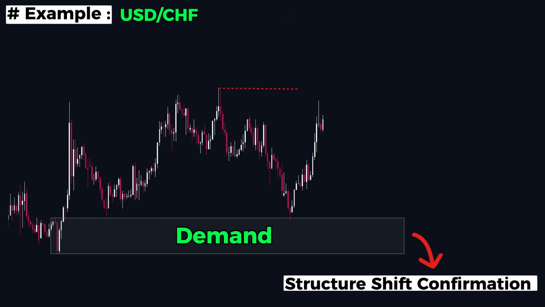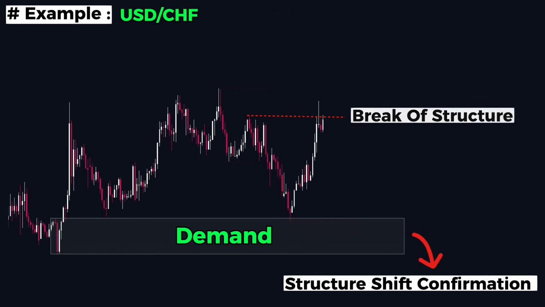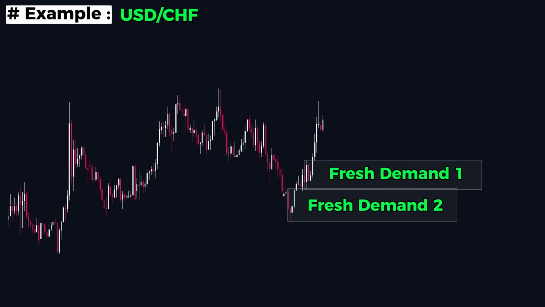Price made a high, then a low, then a lower high, and a new lower low, maintaining a bearish structure. Then, when price broke above that previous high, marked as BOS or break of structure, we finally had confirmation that control had shifted from sellers to buyers. This break validated a change in trend, giving us the green light to start looking for buy setups from fresh demand zones within that new bullish structure.